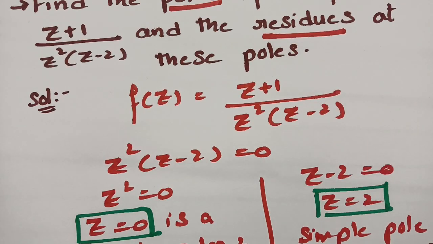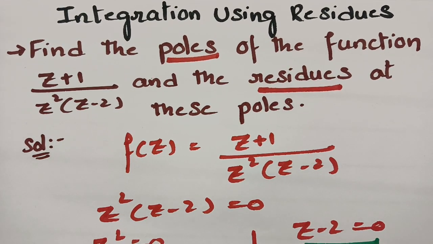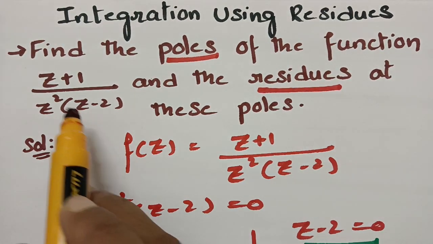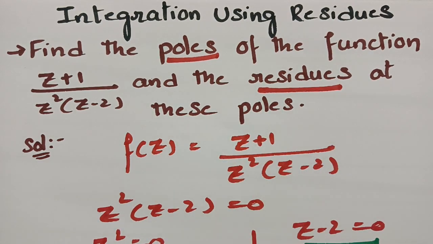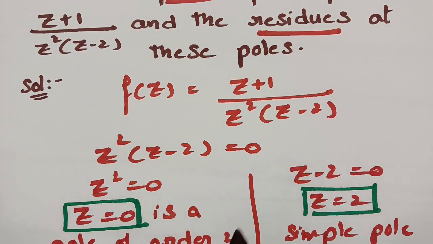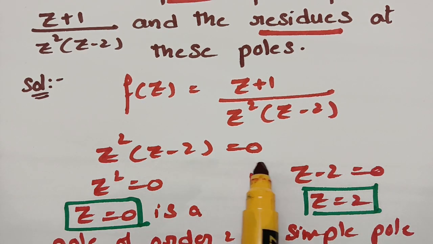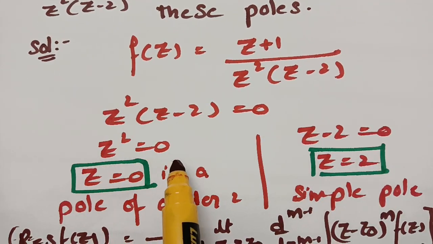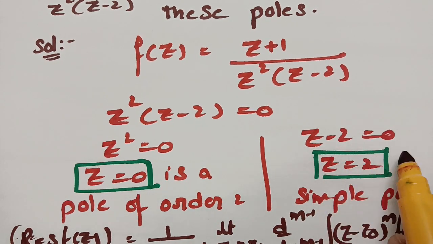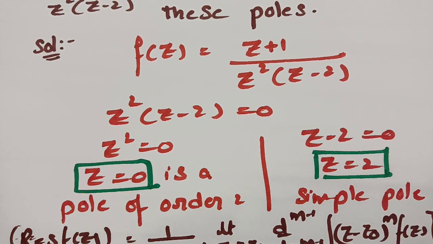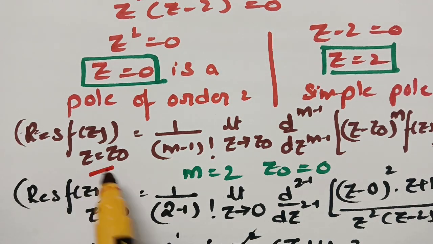And let me explain once again. What is given? We have to find the poles of the given function f of z is equal to z plus 1 by z square into z minus 2, and find the residues at these poles. In order to find the poles of the given function, we have to equate the denominator to 0. If I equate z square to 0, z is equal to 0 is a pole of order 2, and if I equate z minus 2 to 0, z is equal to 2, which is a simple pole.